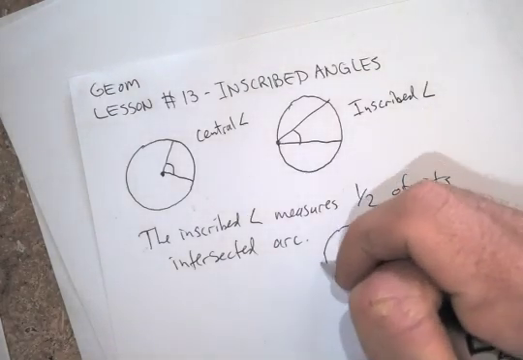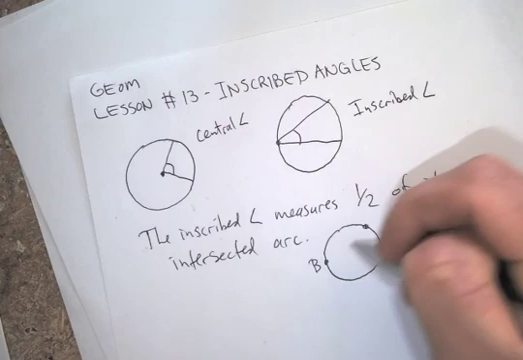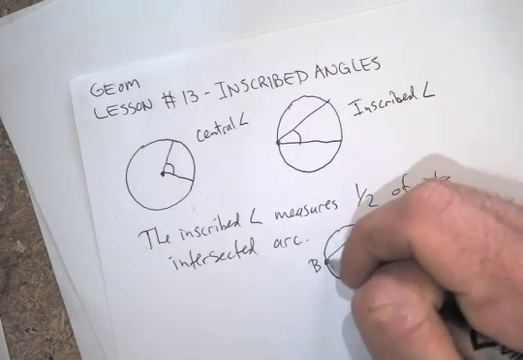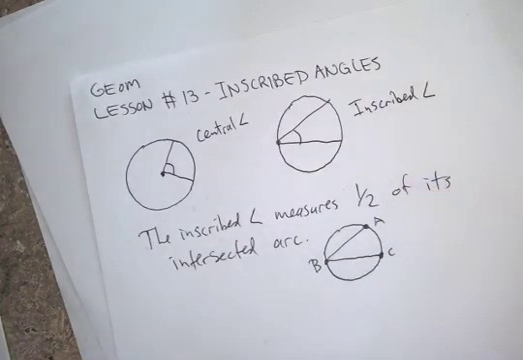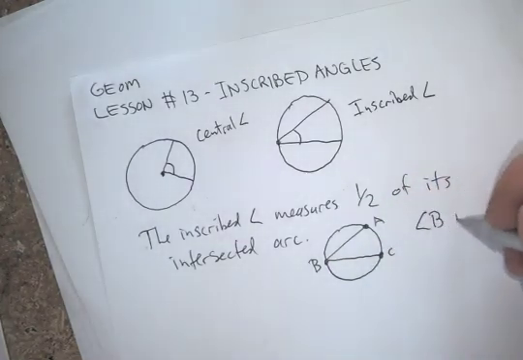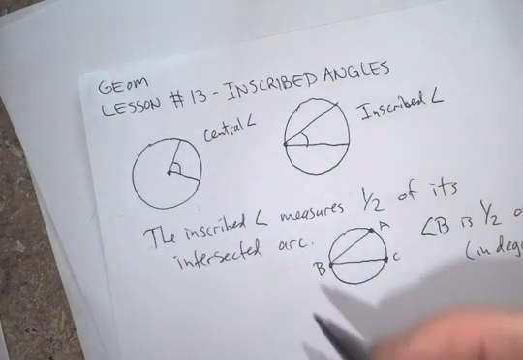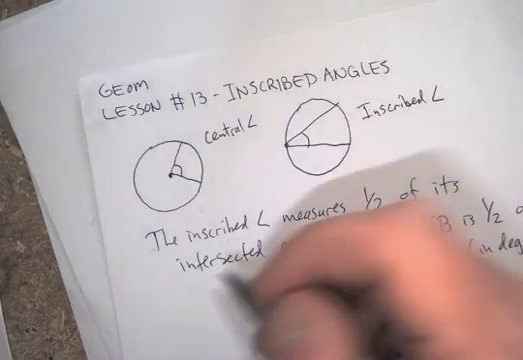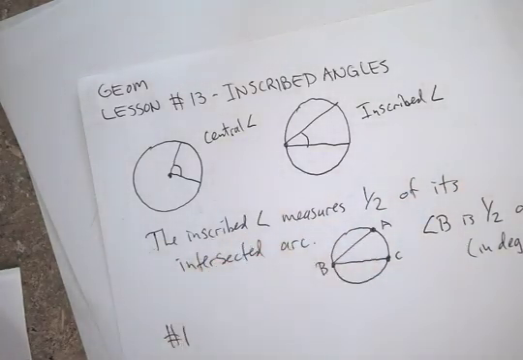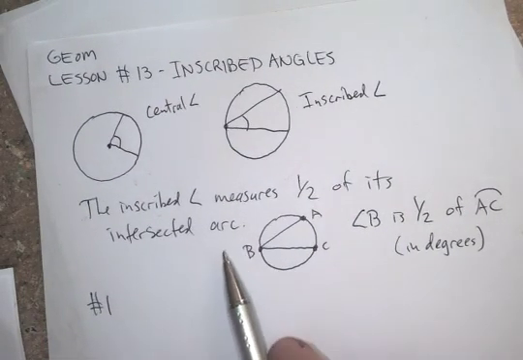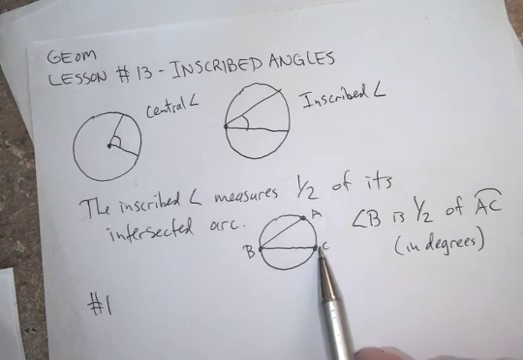Let's say we have inscribed angle B. B is right here on the edge of the circle, and then it hits out at A and C. So we have this arc AC. So we say angle B is half of arc AC. In degrees, we're talking about the angle. We've got basically three examples here to do. Two easy ones and one kind of harder one. Angle B is half of arc AC.